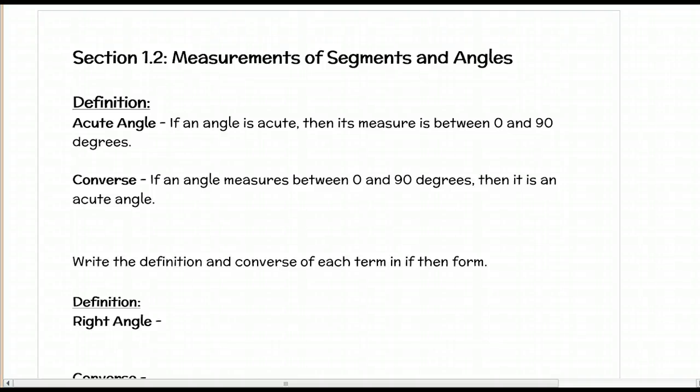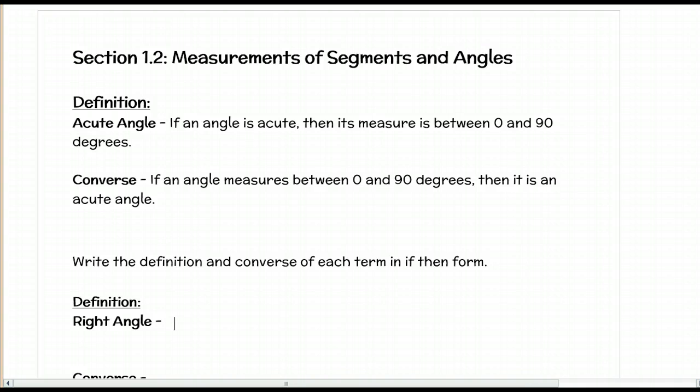This is Mr. Martin. This video is section 1.2 in Honors Geometry, talking about measurements of segments and angles. We're going to look at a bunch of definitions today too, and the correct form for those definitions for our class. A lot of these terms you already know. We're just going to rewrite them in a little different way that's a little bit more specific for our class.